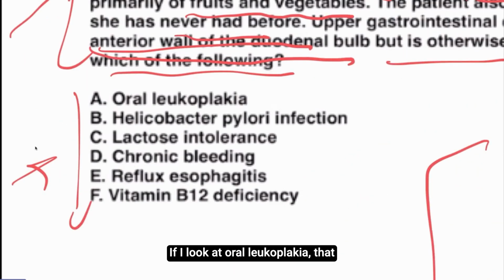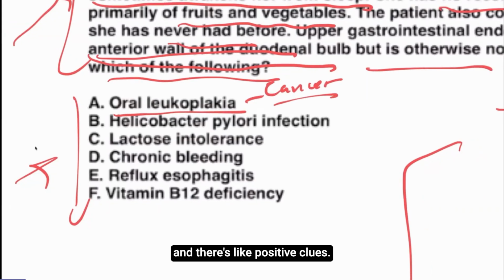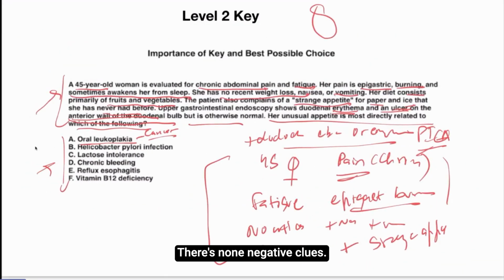If I look at oral leukoplakia, that generally doesn't make sense because oral leukoplakia is pre-cancer. And there are no positive clues. Negative clues: even if you did not know what oral leukoplakia was, you can look at weight loss, because weight loss is a pattern commonly seen in any tumor or pre-malignant condition. If there is no weight loss, generally the answer is not in the line of pre-cancer or cancer. And is she smoking? Is she doing anything that will increase the risk of oral leukoplakia? That's the negative clue you're getting.